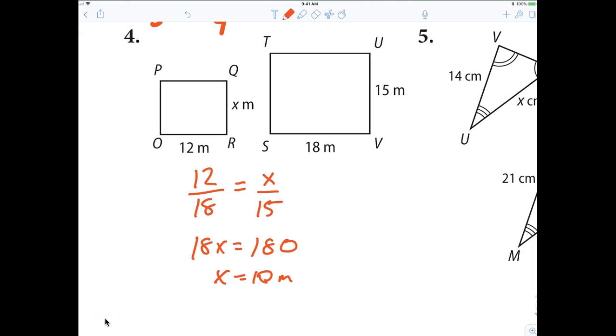Okay, so now we want to hear how you set it up. How did you set it up? I did it the way that you guys did. No, you did not, or you would have gotten 10. I did 12 over 18 and then I did x over 15. Okay, so now, how did you cross multiply? What did you multiply? I multiplied 15 times 12. And what is that? I got 180 and then I multiplied that by 8.